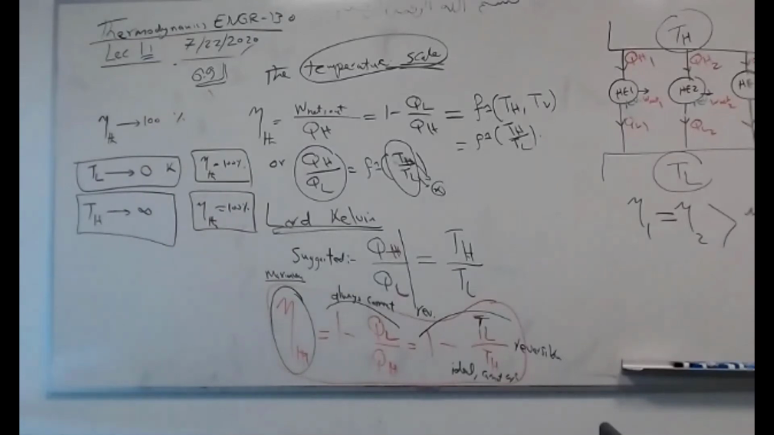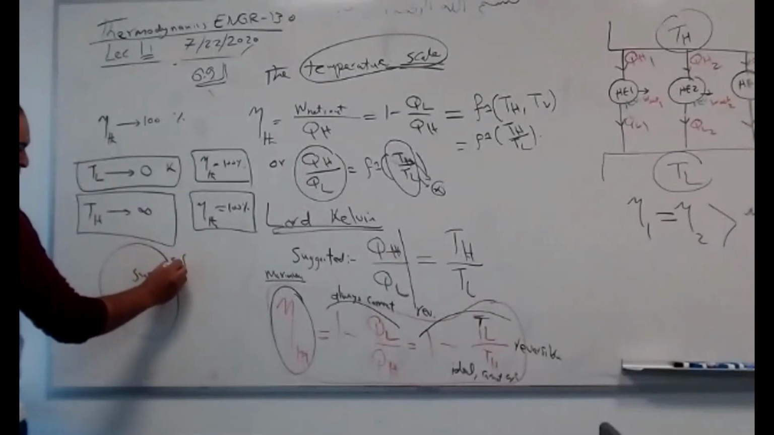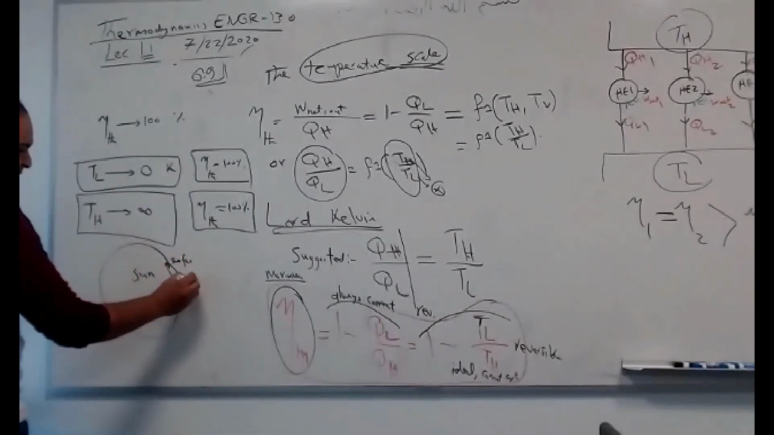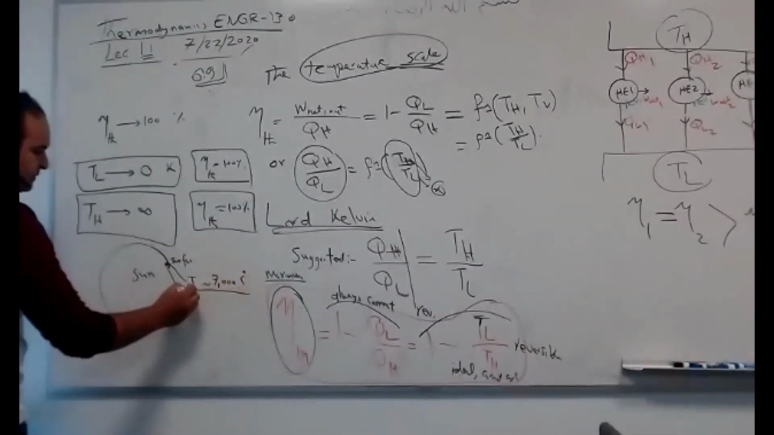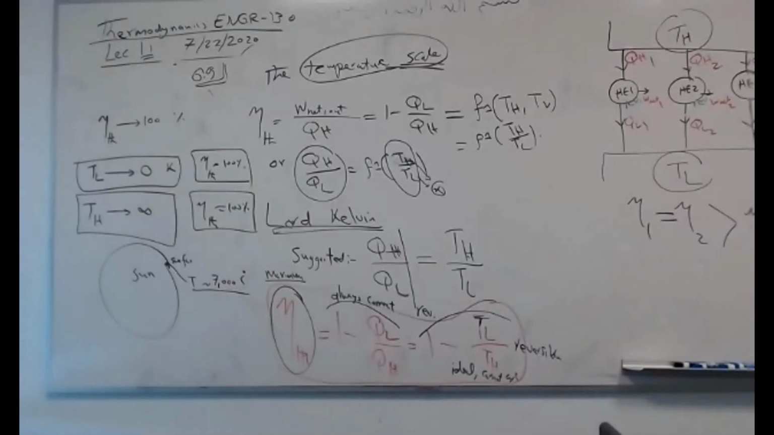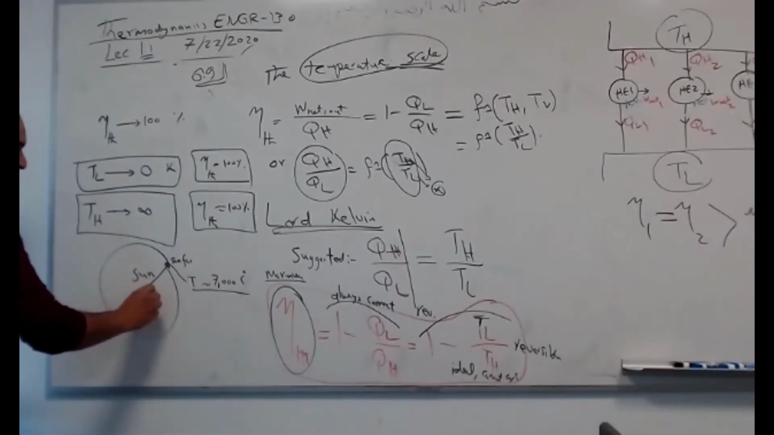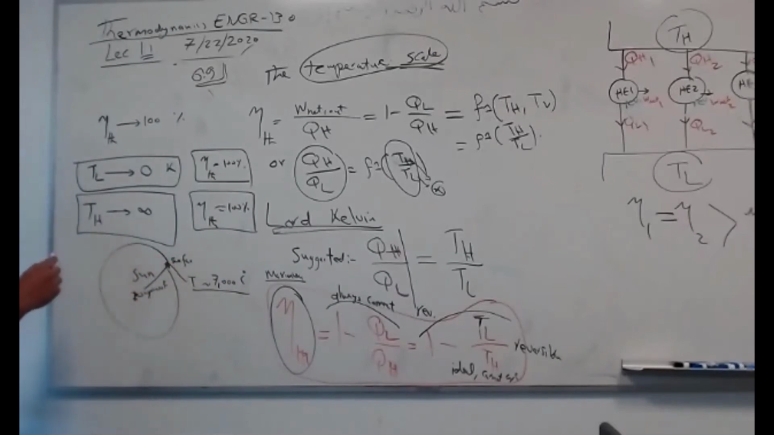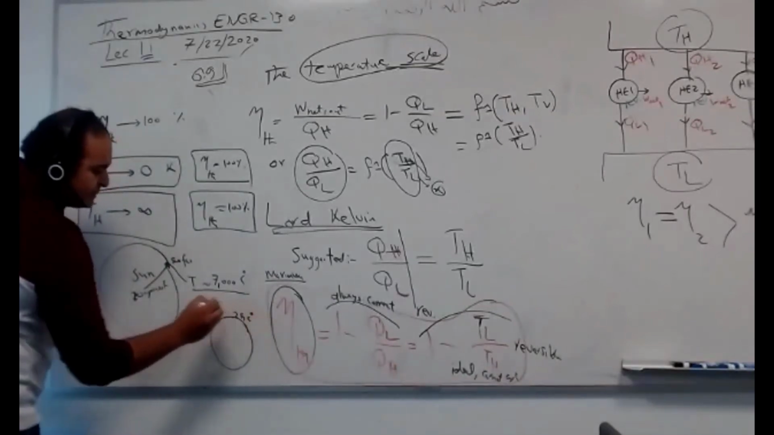Do you know the temperature of the surface of the sun, guys? It's about 7,000 Celsius or Kelvin, 7,000 degrees. Of course, if you go to the core of the sun, it's hundreds of thousands of Kelvin or Celsius. On Earth, our surface is about 25 Celsius.